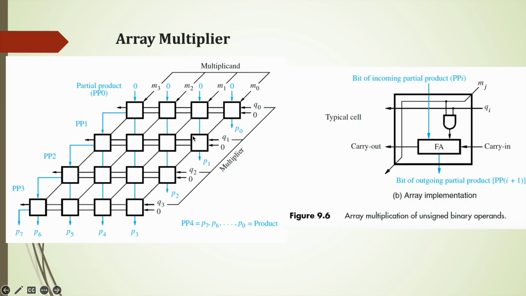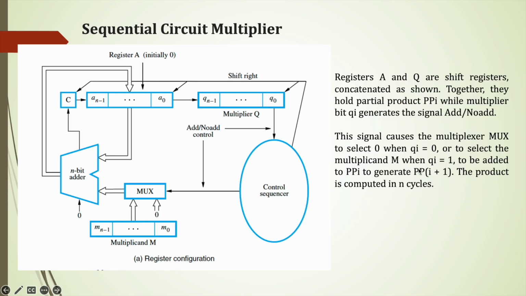So what is the disadvantage of array multiplier? If it is a 4-bit register, each partial product requires 4 full adders. Totally, for getting the final product we require 4 into 4, 16 full adders. What is the case if we use a 32-bit register? 32 into 32, so we require so many full adders that we need to choose an alternative way of multiplication. That is the sequential circuit multiplier.